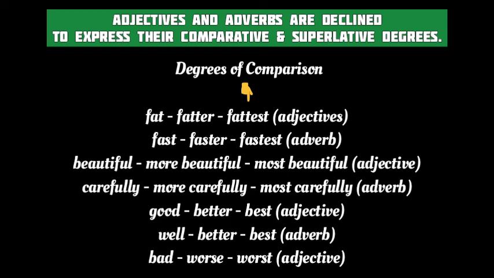However, there are certain adjectives and adverbs that do not follow any regular pattern of inflection or declension. For instance, good, better and best. Well, better, best. Bad, worse, worst. Such adjectives and adverbs are known as irregular adjectives and irregular adverbs.